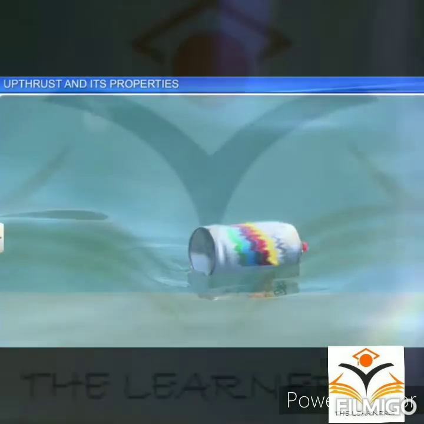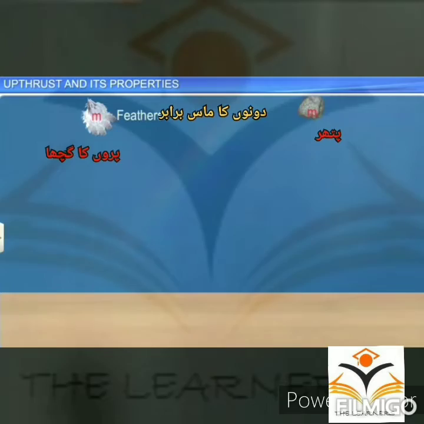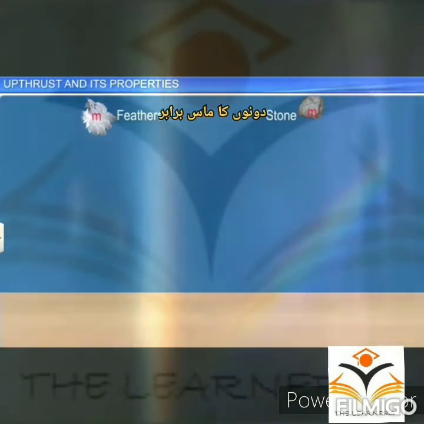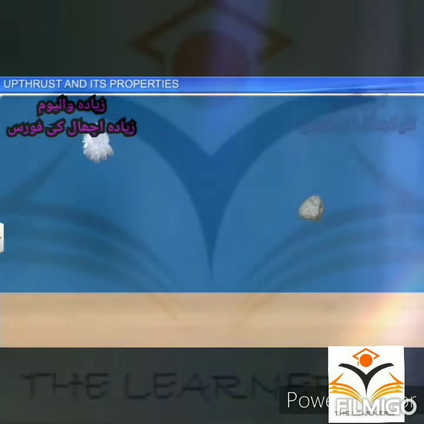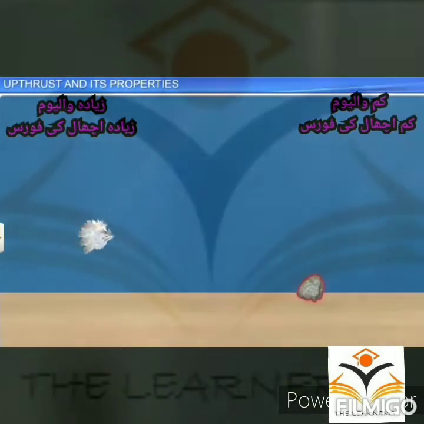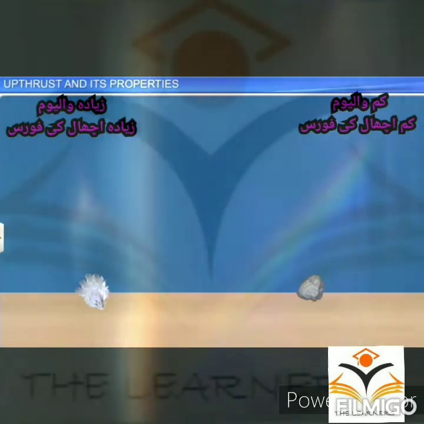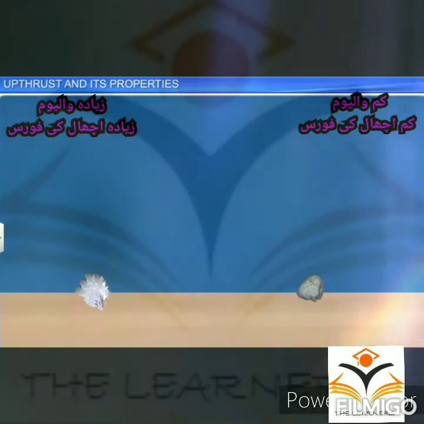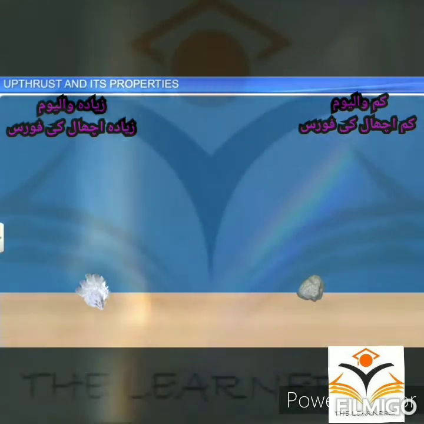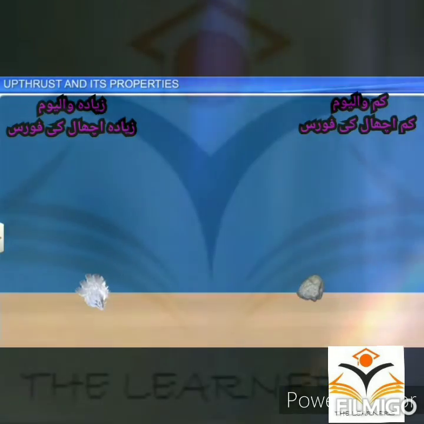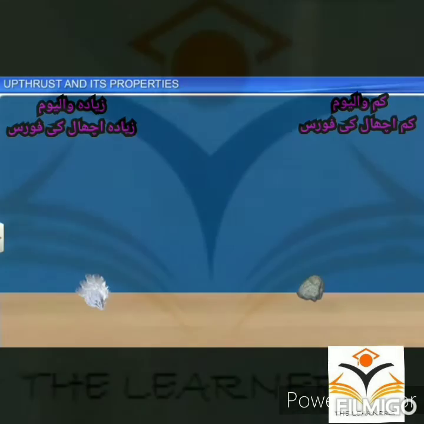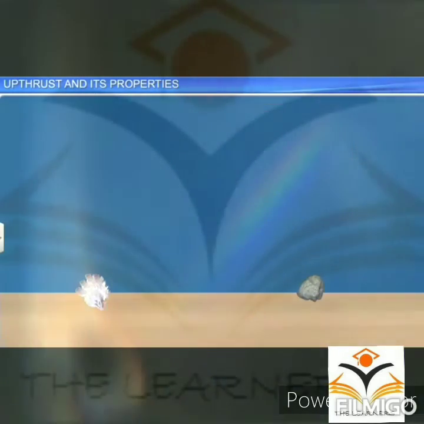Similarly, if a bunch of feathers and a stone of the same mass are allowed to fall through the air, the stone comes down faster than the bunch of feathers. The reason is that the upthrust due to the air on the bunch of feathers is greater than that on the stone, because the volume of the feathers is more than that of the stone.